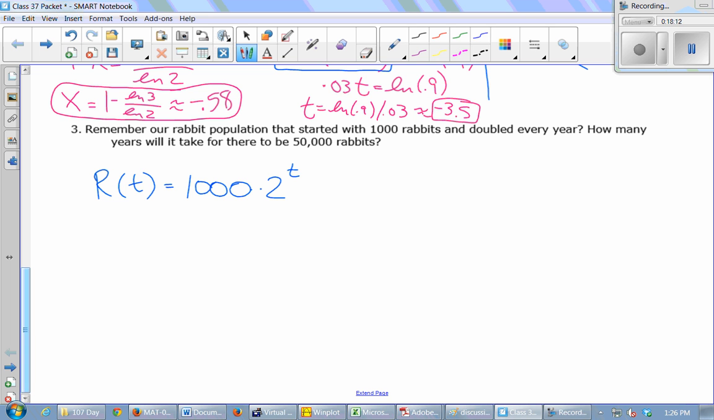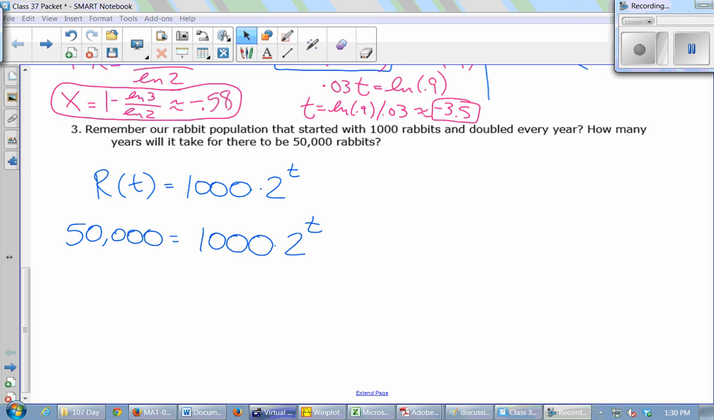All right, so how long until there are 50,000 rabbits? So how many years means I'm going to be solving for t, and the rabbits is 50,000. Okay, I'm going to give you a few minutes to try this one before we go over it. Okay, let's go over it.